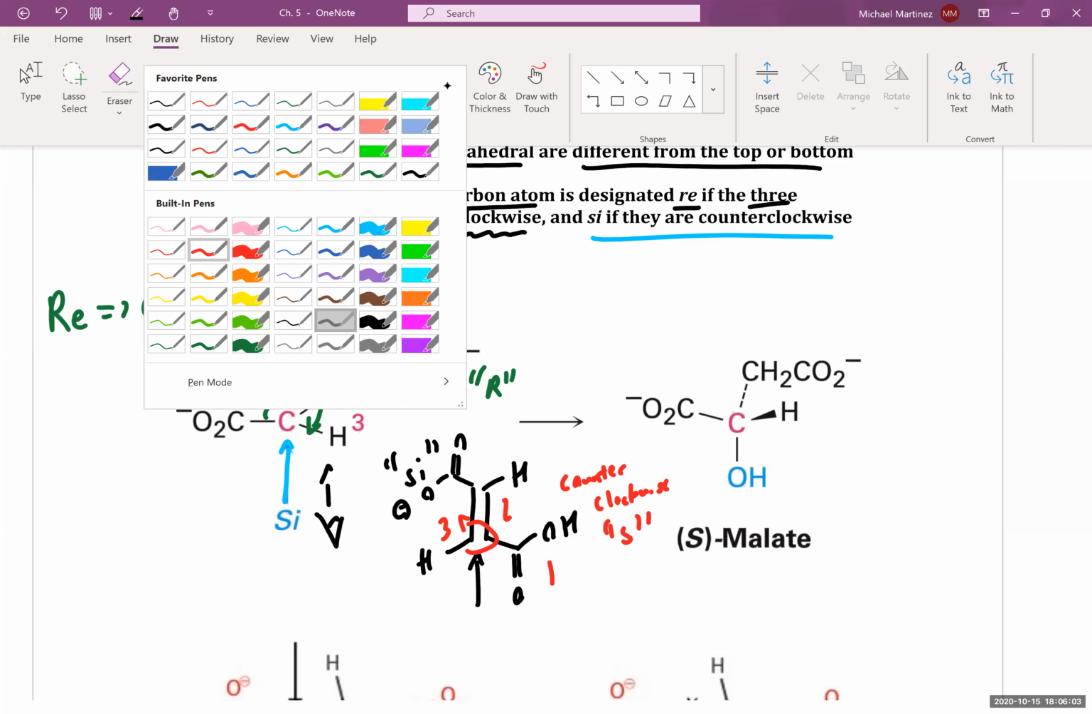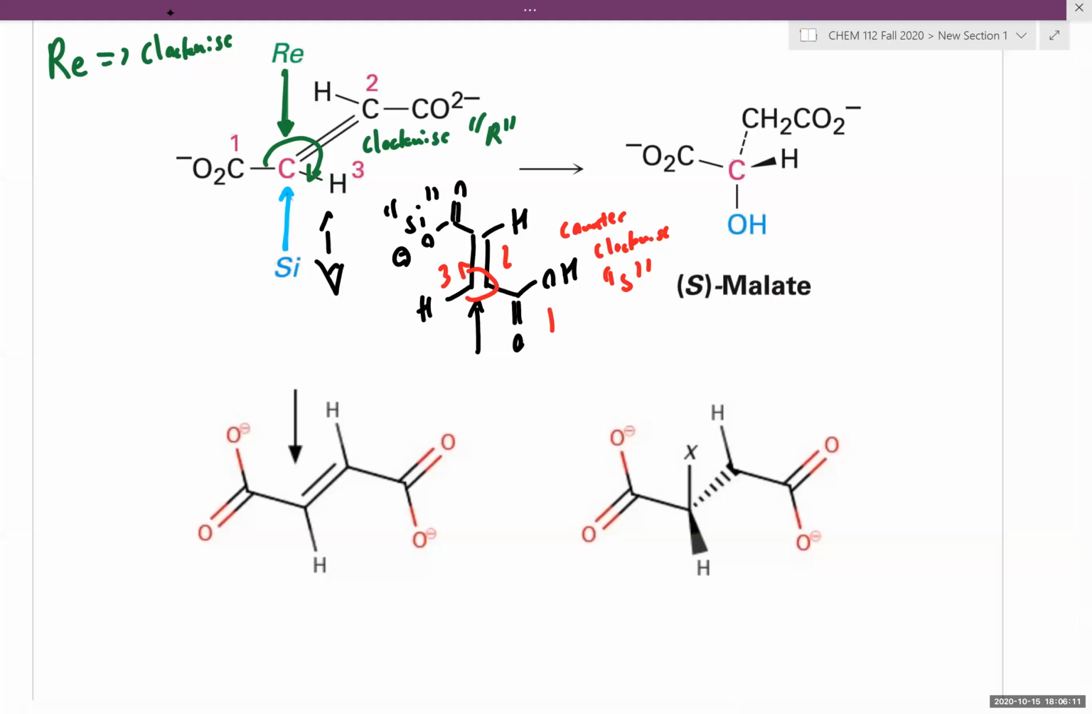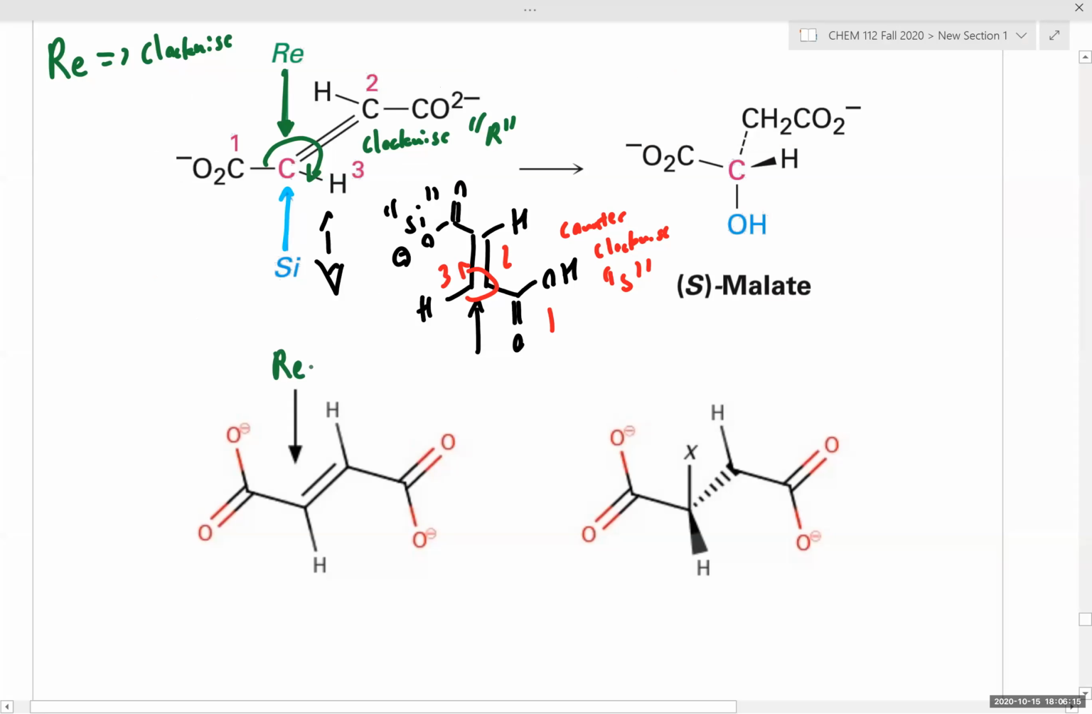So to help us visualize that, if we think about our approaches, in this case we're showcasing the approach from the re face. That in turn, upon addition of our group X, leads to a stereo center with the opposite configuration as the approach from the psi face.